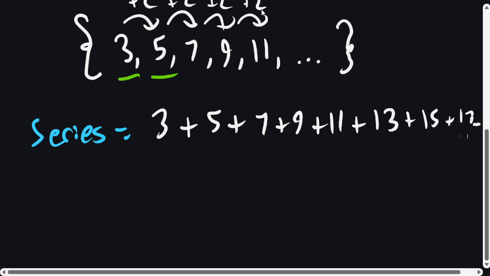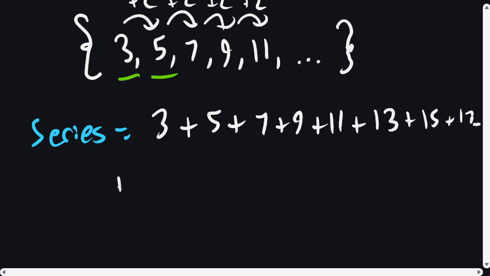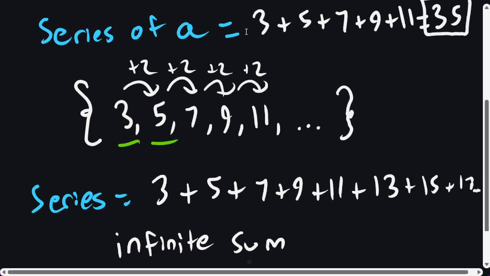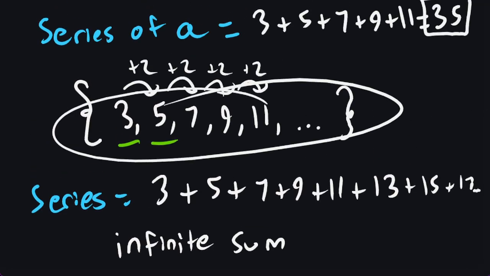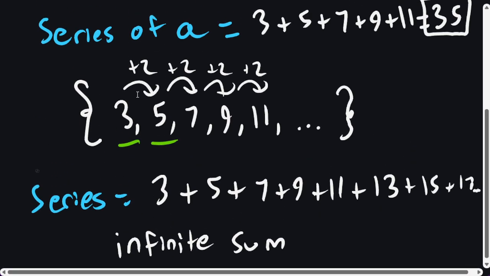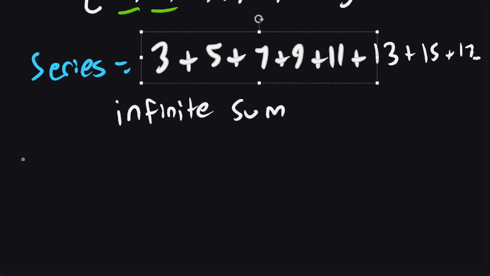So the issue is that we're adding numbers forever. We never stop adding numbers, and the more numbers we add, the bigger it gets. So the series over here, it tends towards infinity. It has an infinite sum. So we can't actually find the series of this sequence right here, because the more and more numbers we add, the greater the sum becomes. So we can't take the series of the sequence, but we can take the partial sum.